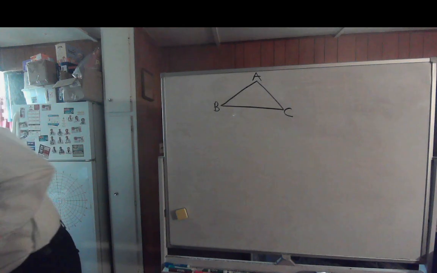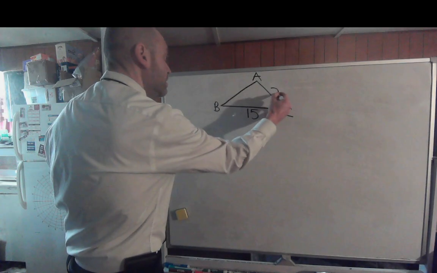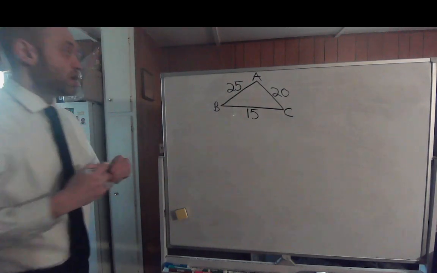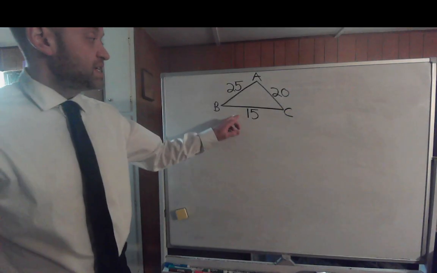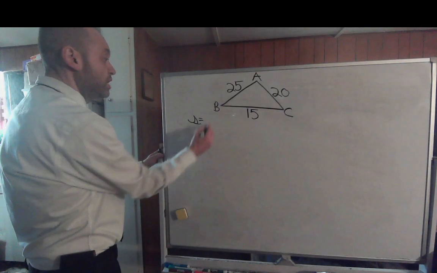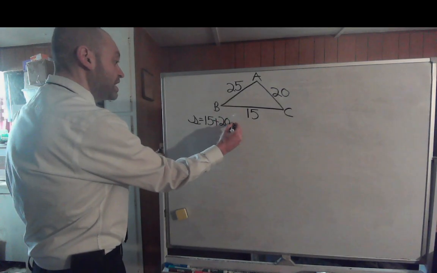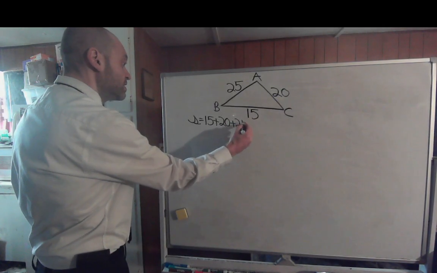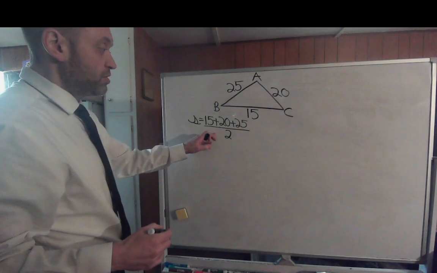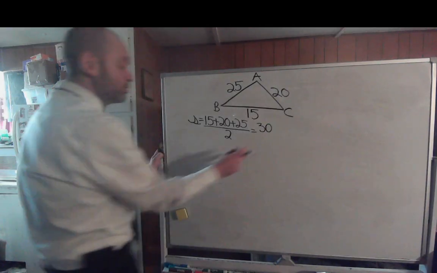All right. A is 15, B is 20, C is 25. So let's find our S. That would equal our A of 15 plus our B of 20 plus our C of 25, all divided by 2. Well, the numerator would be 60 divided by 2 then, which would be 30. So your S is going to equal 30.